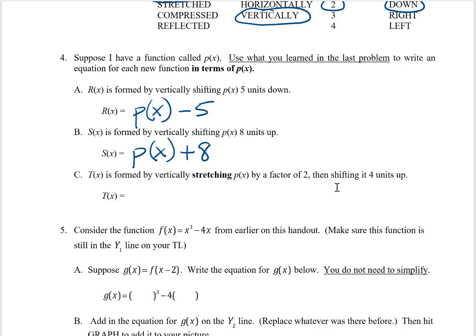T of x, now two things are happening here. It's vertically stretching the p of x function by a factor of 2, and then there is a shift of 4 units up. Well, we learned stretching before. That was accomplished by multiplying the outside of the function by that number. So I would do 2p of x, that would stretch it, and then I would take that and add 4 units to shift it up 4.